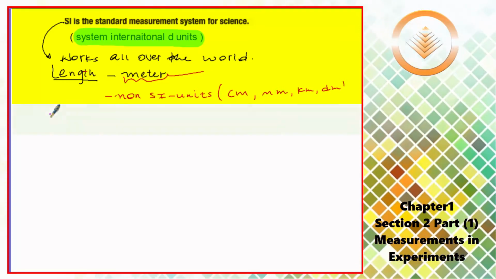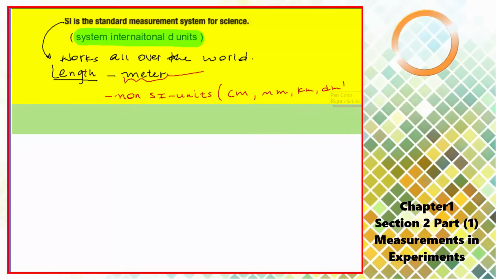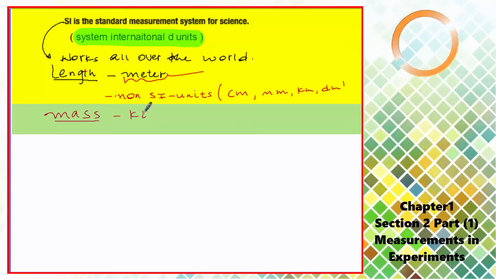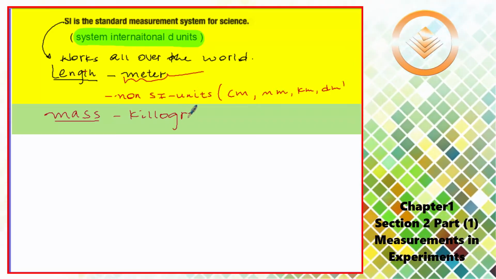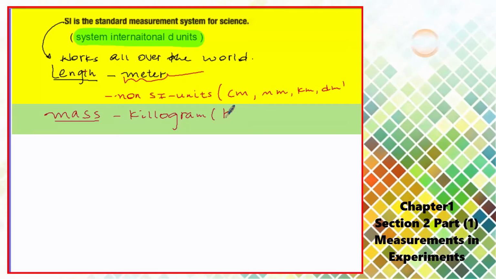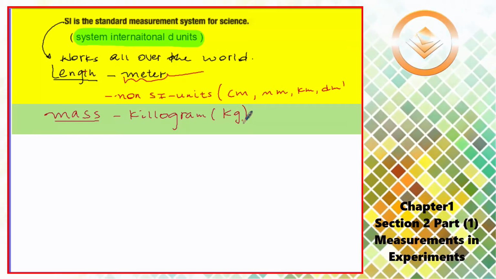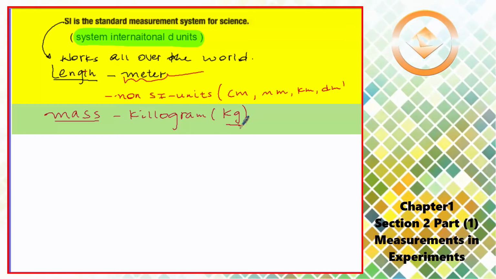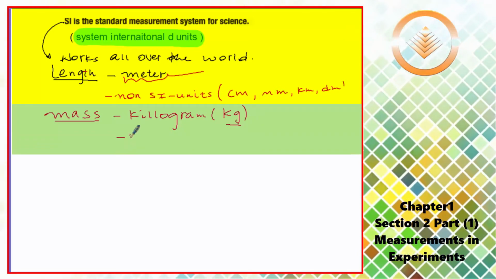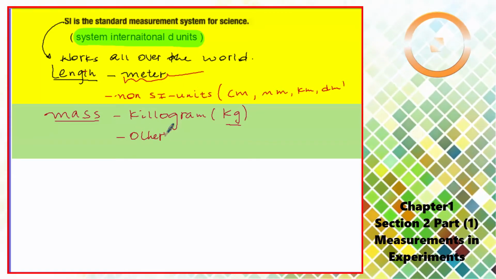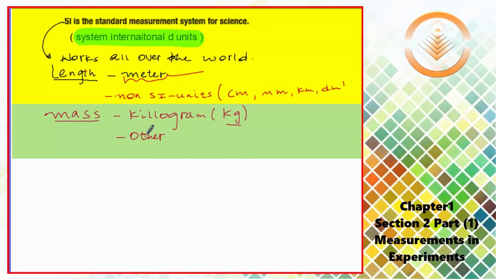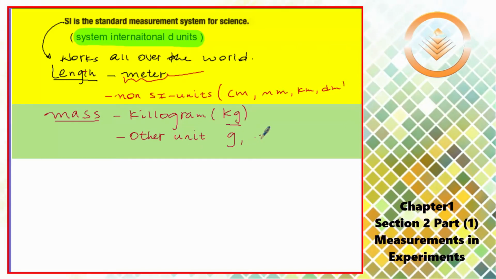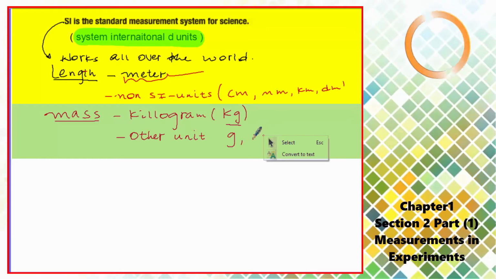Take mass. Mass is a physical quantity which is measured by the unit kilogram. The SI unit of mass is kilogram, symbolized by kg. But it is not only kilogram that is used to measure mass. We can use other units, which are called non-SI units. We can also measure in grams or milligrams.